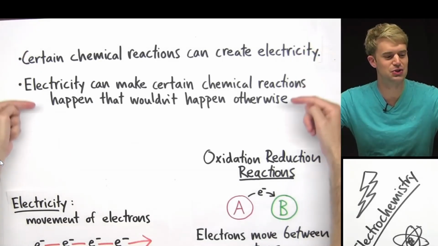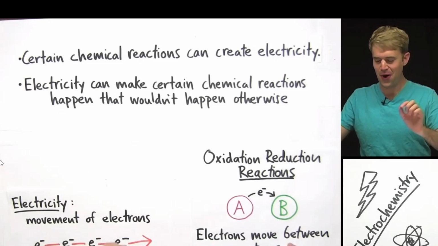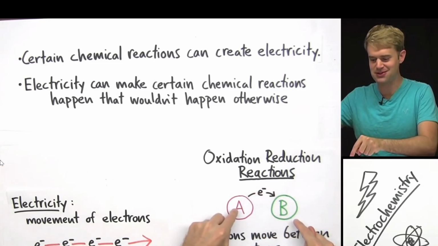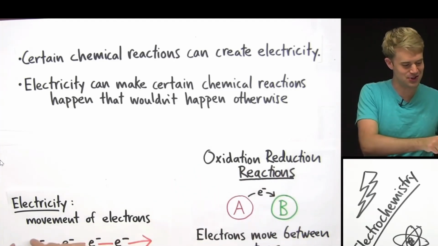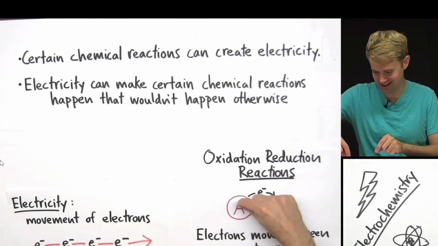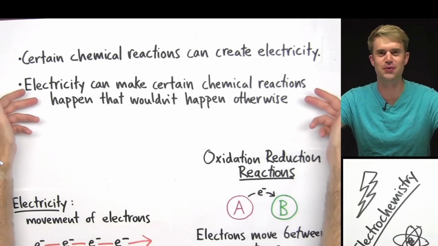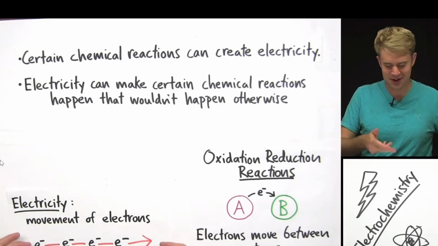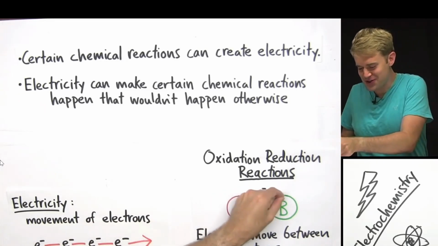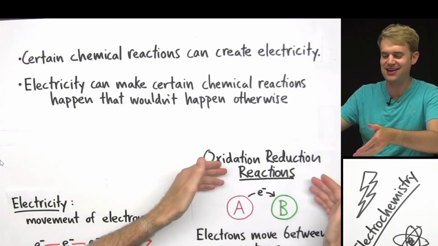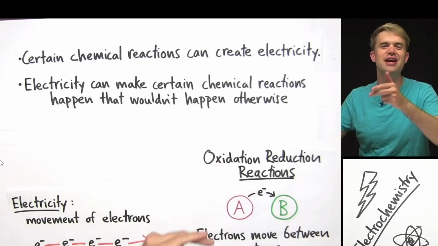Okay, so here's how these two scenarios come into play. We can use electrons moving between atoms in an oxidation-reduction reaction to make electricity. The electrons are moving, so there's our electricity. And then for this situation, we can use electricity to force electrons to move between atoms to make oxidation-reduction reactions happen.